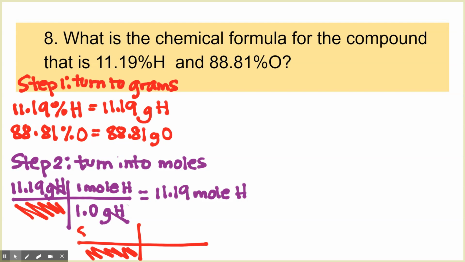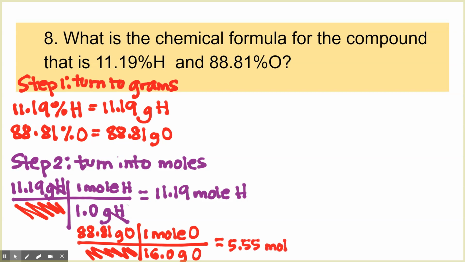So again, it's 88.81 grams of oxygen. 1 mole of O is 16.0 grams of O. Multiply 88.81 grams times 1 divided by 16, and what do I get? I get 5.55 moles of O. See it? So we did step 1 and step 2. Now we're ready to do step 3.